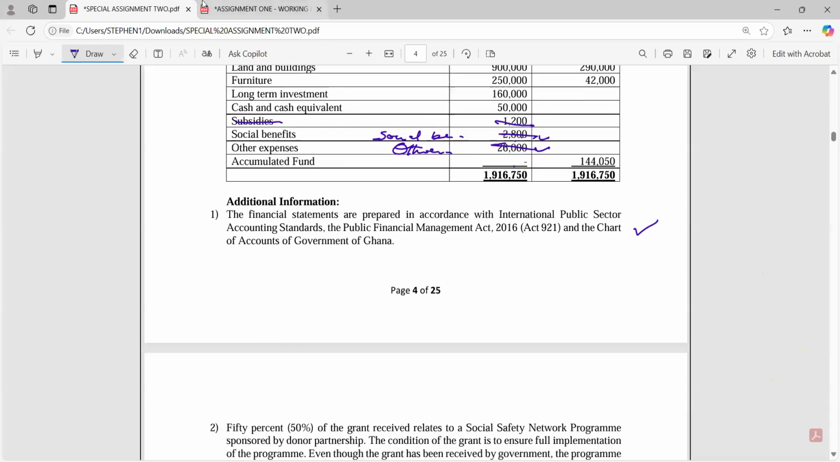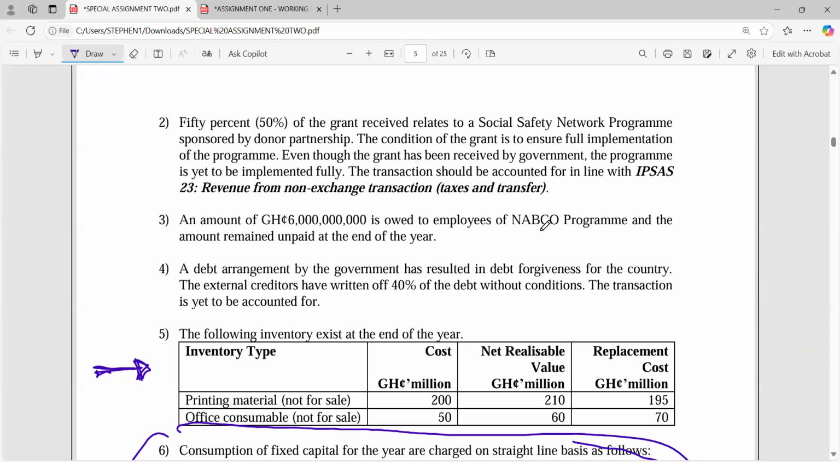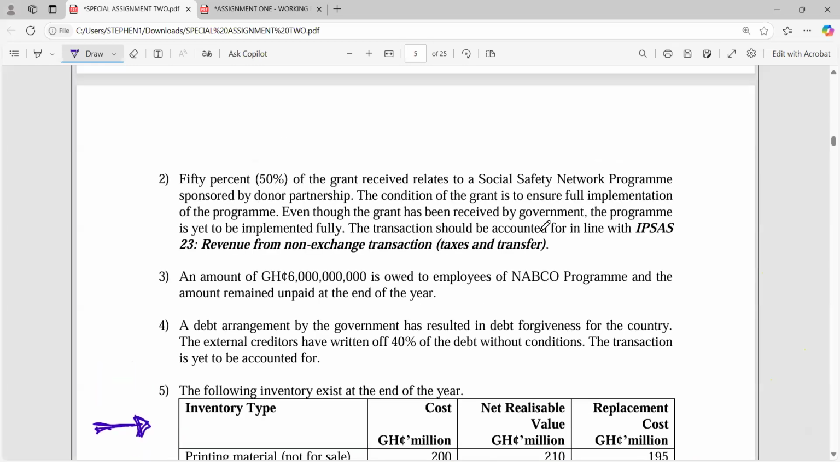Footnote 1. Fifty percent of the grants received relates to social safety network programs sponsored by donor partnership. The condition of the grant is to ensure full implementation of the program, even though the grant has been received by government. The program is yet to be implemented fully. The transaction should be accounted for in line with revenue from non-exchange transaction.